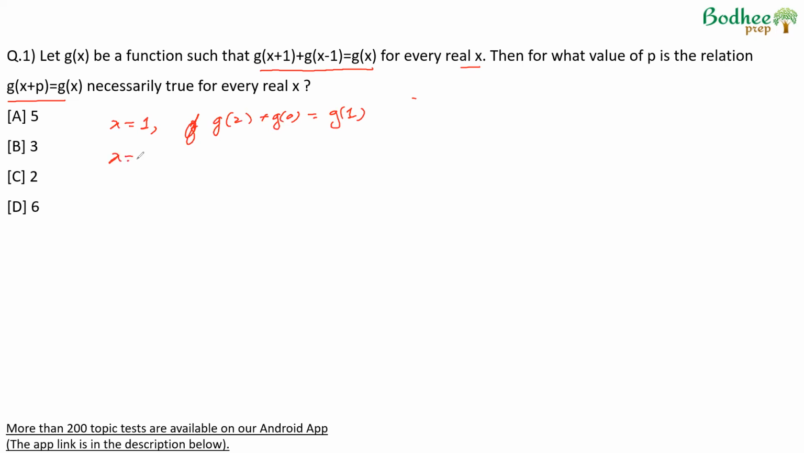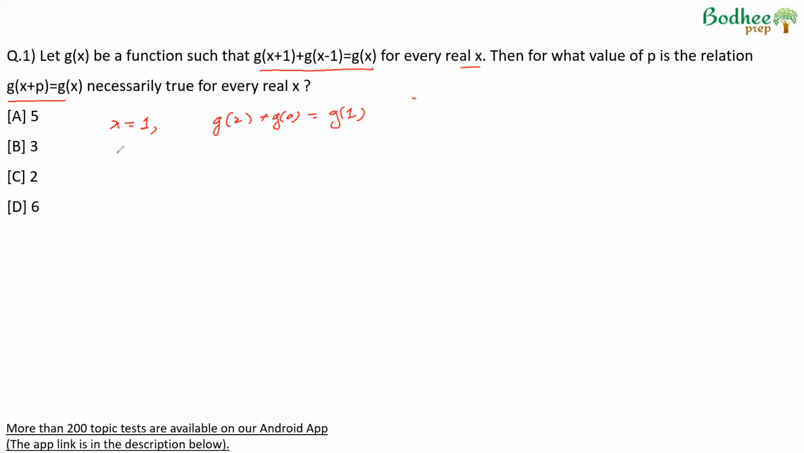We can then put x = -1, which will give us g(0) + g(-2) = g(-1). Again, two numbers are missing, so I am not using -1 here. I would want to have two numbers the same.